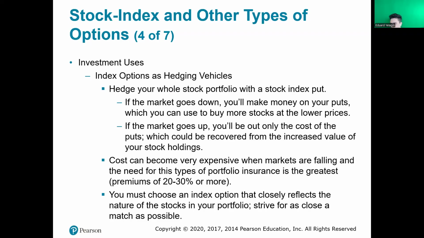The catch: this protection can be very expensive during volatile markets. When everyone's afraid, the cost of index puts can rise by 20-30% or more above the intrinsic value, exactly when investors want it the most. Finally, it's crucial to match your hedge. Choose an index that best mirrors your portfolio. If you hold mostly large cap stocks, hedge with an S&P 500 put. If you hold small caps, maybe a Russell 2000 put fits better.